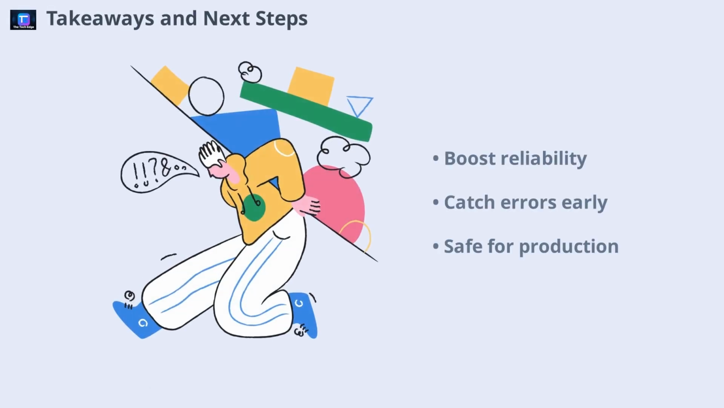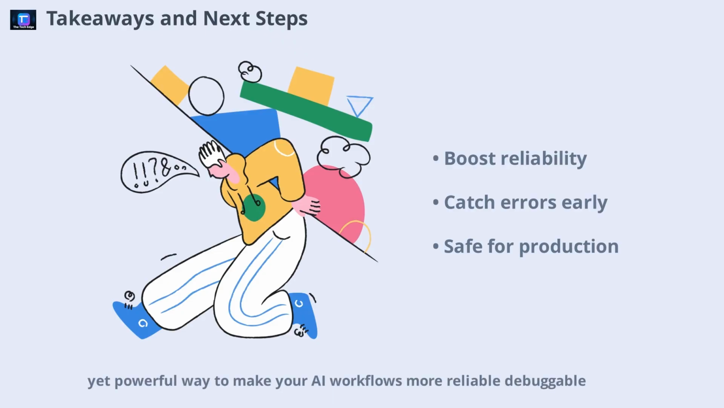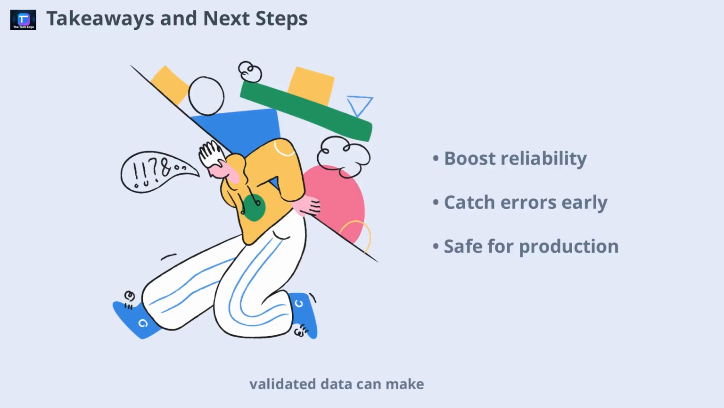To wrap up, using Pydantic to validate your LLM outputs is a simple yet powerful way to make your AI workflows more reliable, debuggable, and safe for production. Whether you're building chatbots, summarization tools, or complex AI APIs, Pydantic helps you enforce data contracts and catch errors before they cause problems. Start integrating Pydantic into your projects today and experience the difference that predictable, validated data can make.